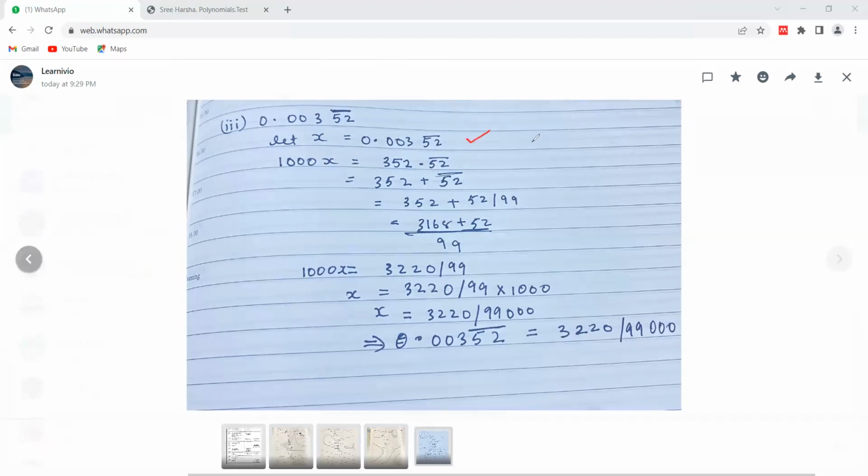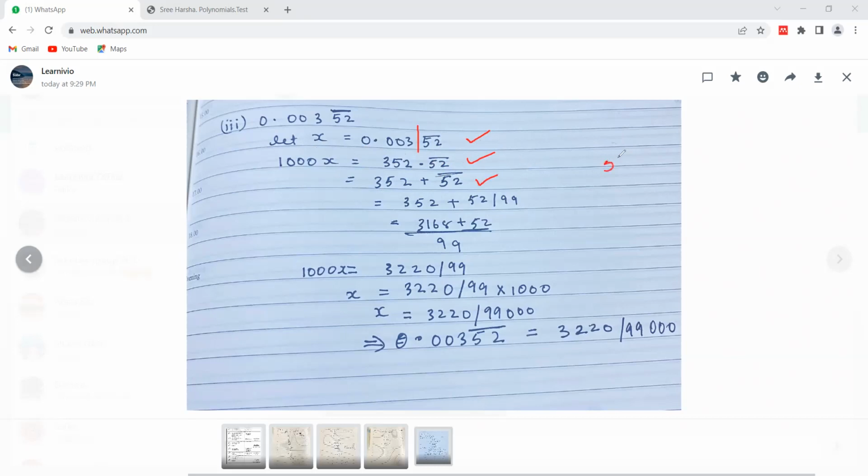Fine, Adil. Now I actually want to keep this much part after the decimal. So that means from 1000 I have to multiply. So this step is clear, okay? Now after this you don't have to multiply with anything, Adil, okay? You have got 1000x is equal to this much. Now simply break it: 352 plus 52 bar. Is this clear? Yes.